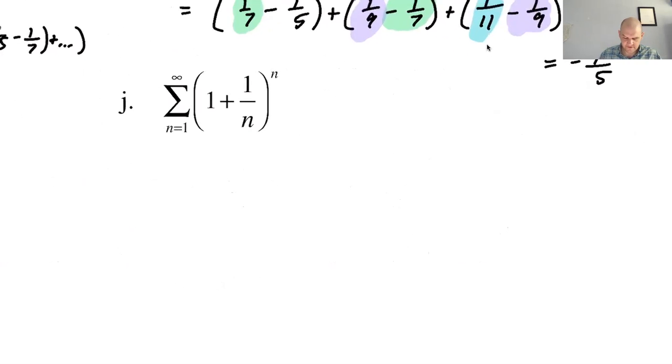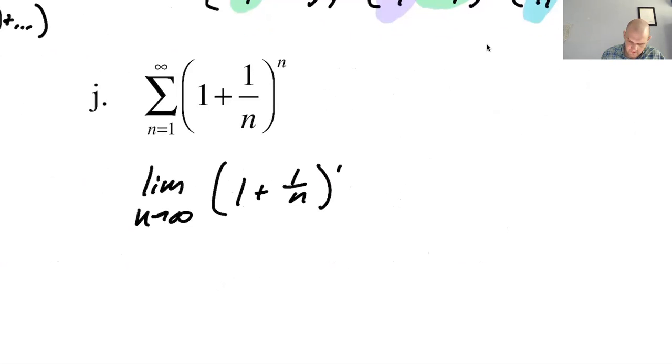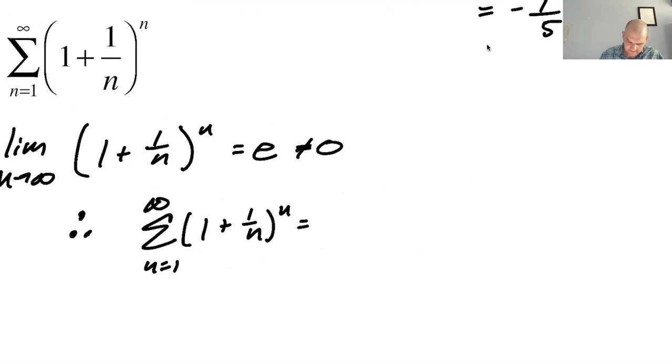Here's another one. This one, I don't know, it depends on the directions of the problem. We all, I guess, know that this limit is e. So that's not 0. Therefore, we can say this diverges. The question is, are you allowed to just say that this is e? I hope so. If not, you can do that natural log thing and show some work. But whatever. It doesn't equal 0. It diverges.